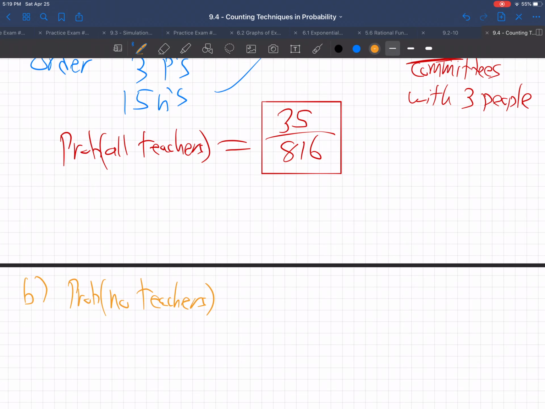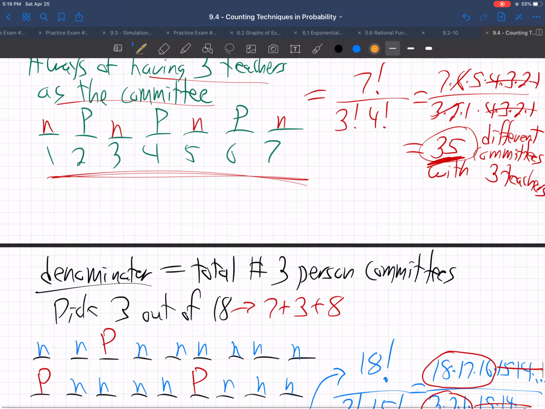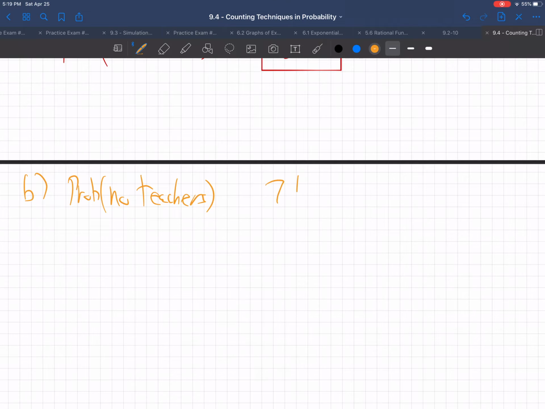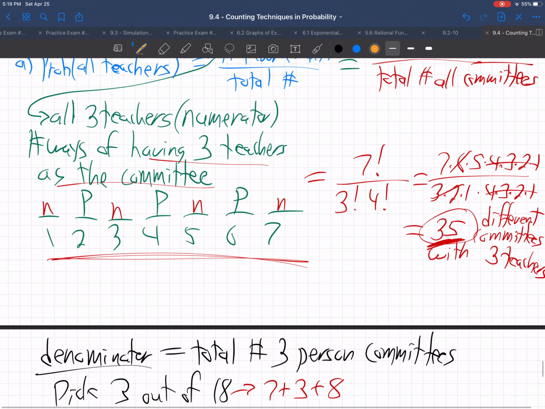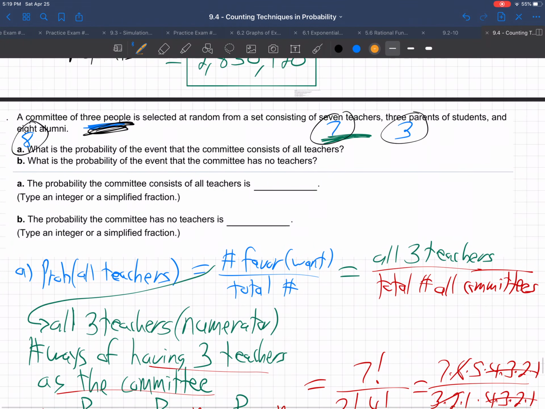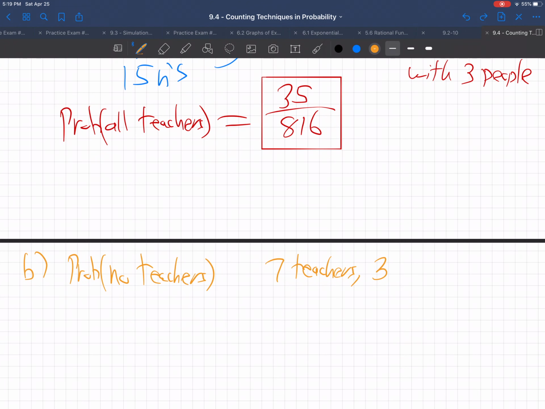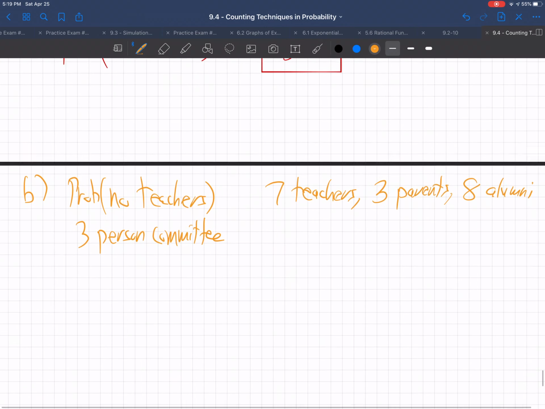So remember, we're picking 3 people, and what are the numbers again? It's 7, 7, 3, and 8, right? So there's 7 teachers, 3, was it alumni, or I'm getting lost? 3 parents and 8 alumni. 3 parents, 8 alumni. Okay, so out of those, 3-person committee. Okay, so what's the probability no teachers?